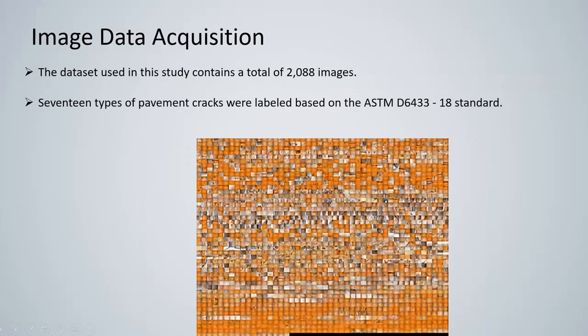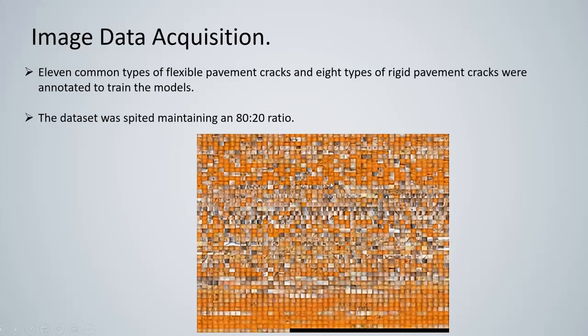We collect data using a DJI Phantom 4 Pro drone, and it has a 20 megapixel camera. We collected around 2088 images. This is the sprite image of the 2088 images, and we labeled the images based on the ASTM D6433 standard. 11 common types of flexible pavement cracks and 8 types of rigid pavement cracks were annotated to train the models. The dataset was split maintaining an 80-20 ratio. That means 80 for training, 20 for test.